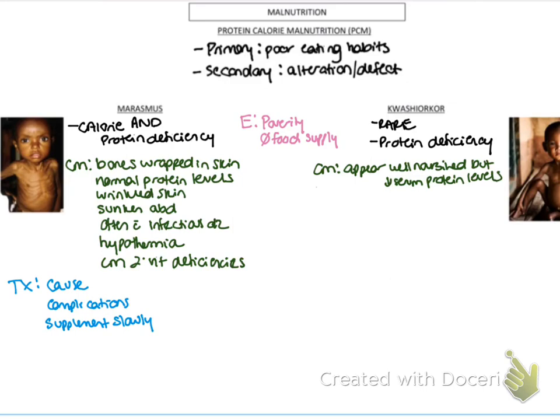Unlike Marasmus, where we lost calories and protein at the same time, now we have calories that are still coming in, but we're not getting protein. So that's where you get that low protein level.